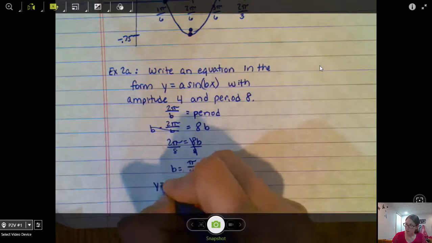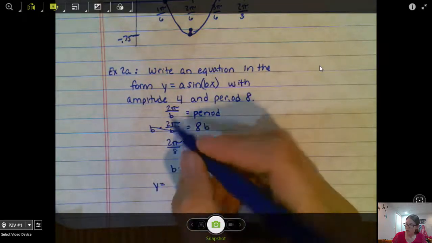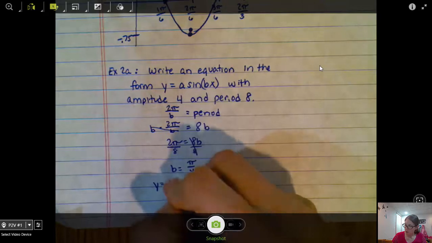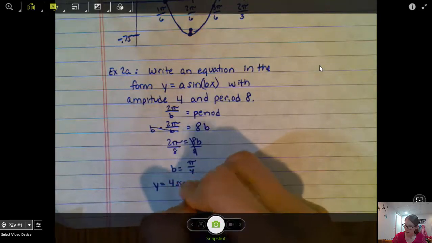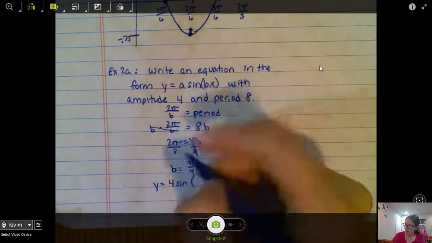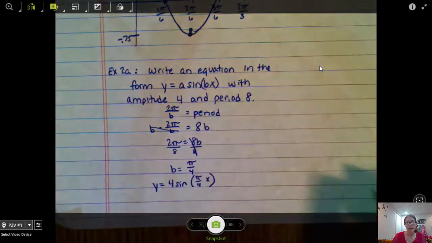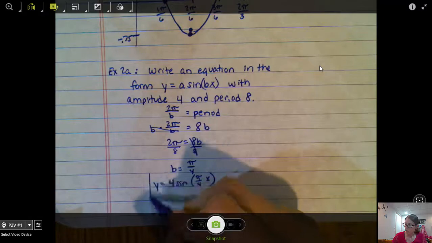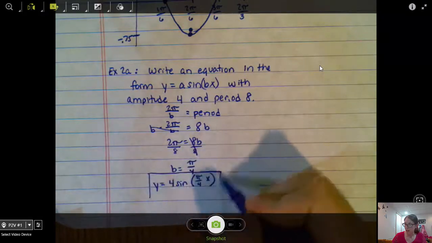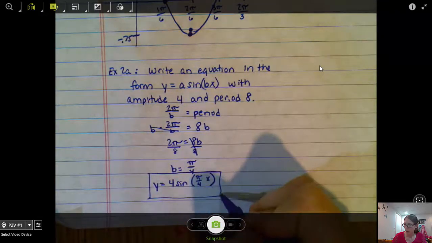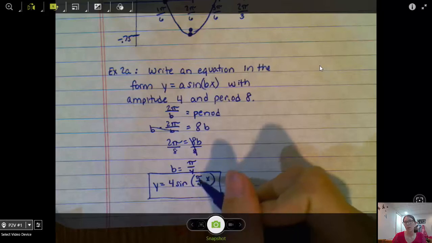Our overall function is y equals a, which is our amplitude, 4, times the sine of b, pi over 4, x. So if you graph this function, you would see it has the amplitude of 4, like what we needed, and that period of 8.